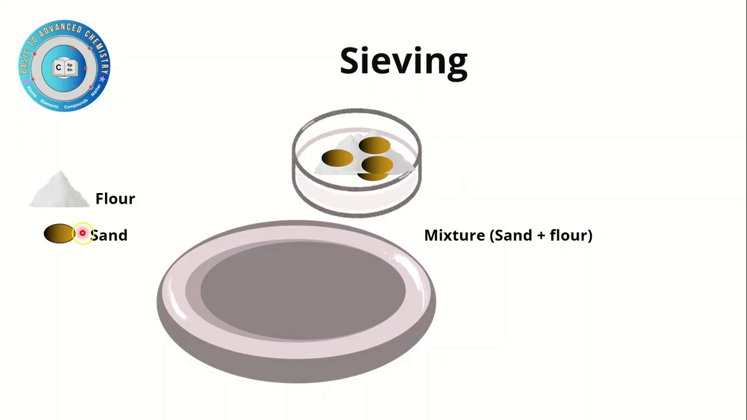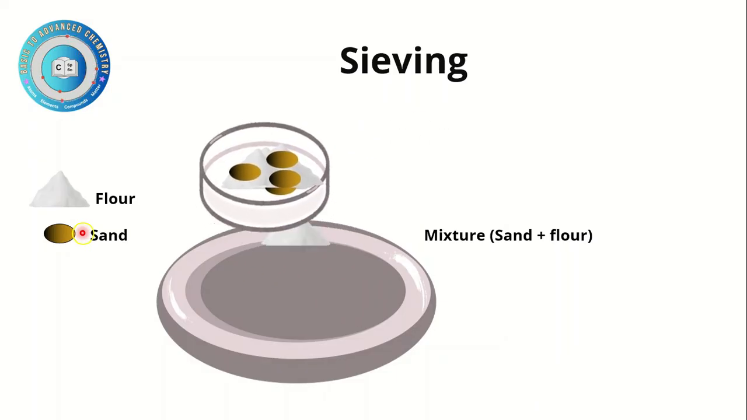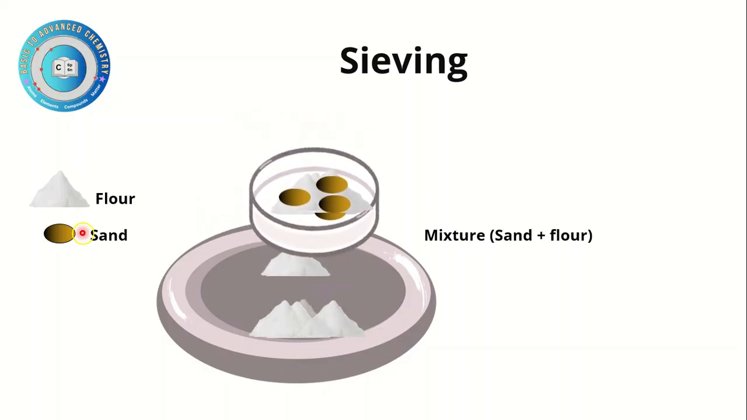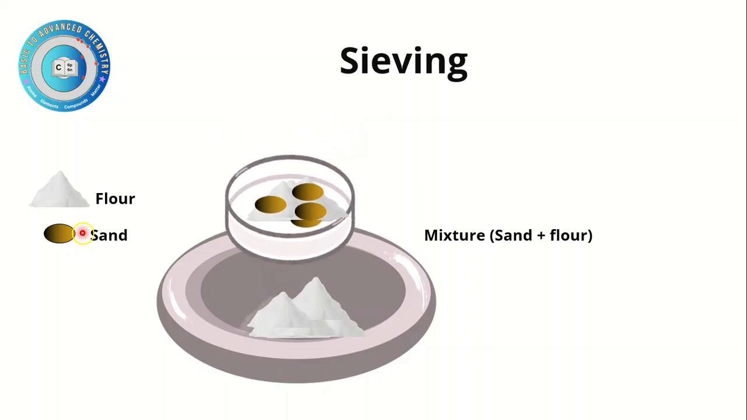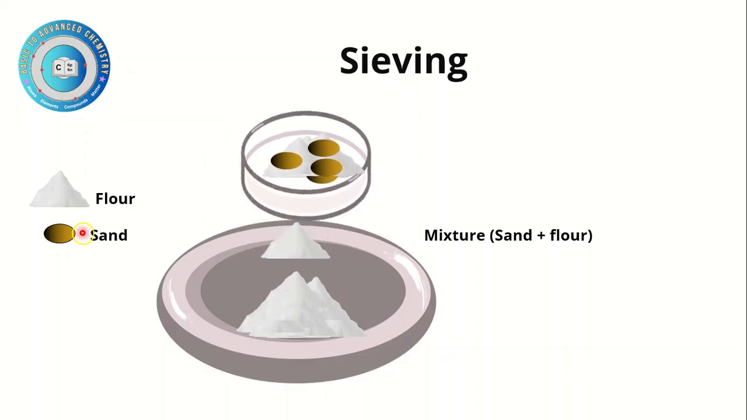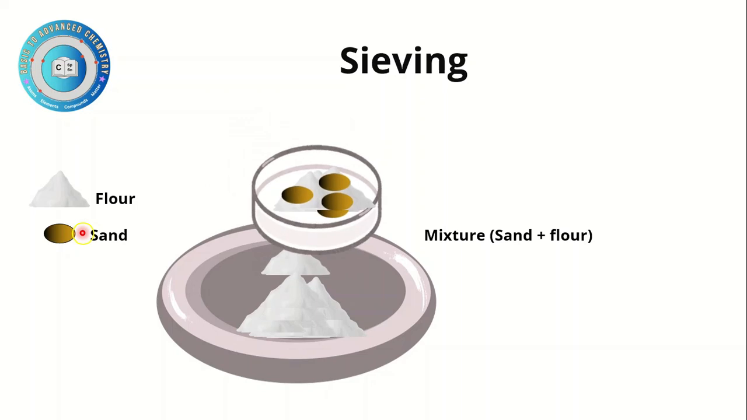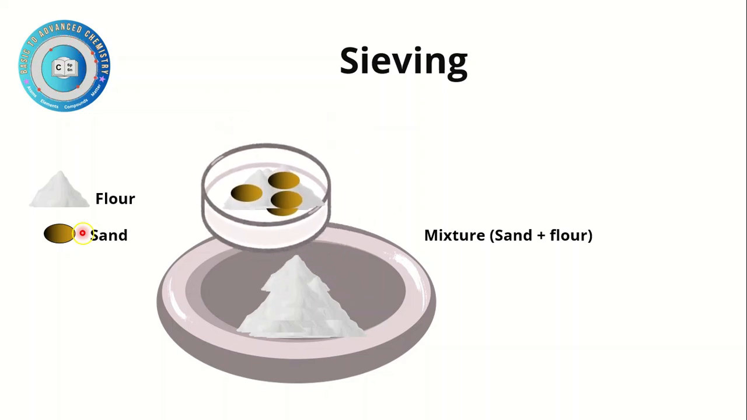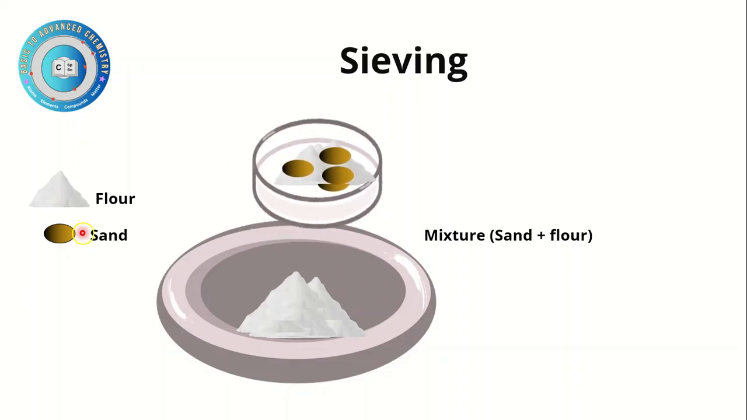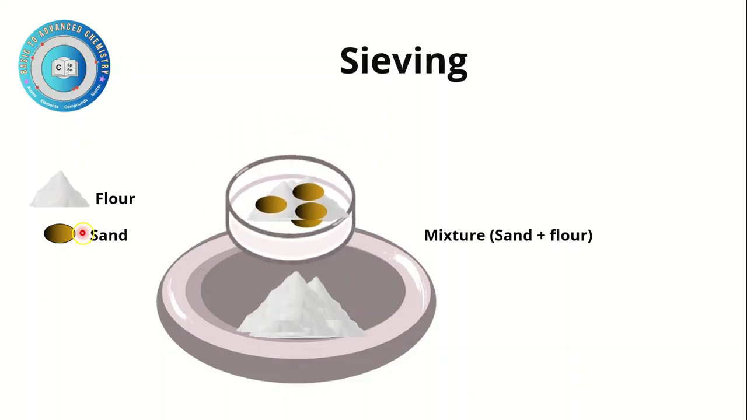If we rotate the sieve, the components of the mixture with smaller particle size pass through the sieve, and the components of the mixture with larger particle size are retained on the sieve. By using this technique, we can separate the components of a mixture which have different particle size.